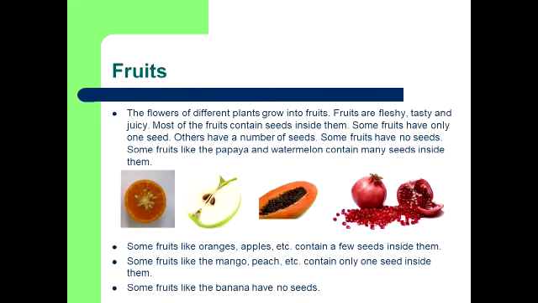What are fruits? The flowers of different plants grow into fruits. Fruits are fleshy, tasty and juicy. Most of the fruits contain seeds inside them. Some fruits have only one seed, others have a number of seeds. Some fruits have no seeds. Some fruits like papaya and watermelon contain many seeds inside them. Some fruits like oranges, apples, etc. contain a few seeds inside them. Some fruits like mango, peach, etc. contain only one seed inside them. Some fruits like banana have no seeds.